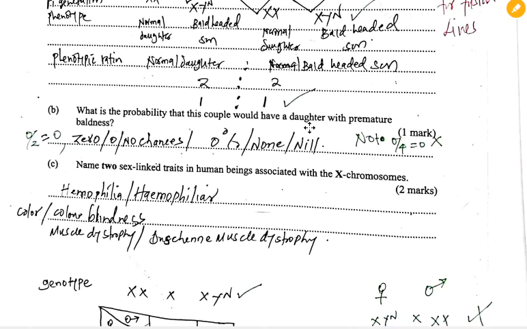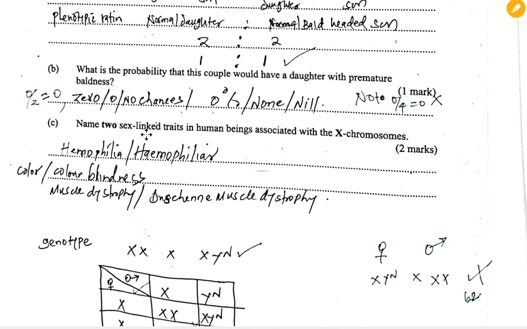Part B. What is the probability that this couple will have a daughter with premature baldness? It is 0, because as we've said, daughters or females have the XX chromosome, and premature baldness is only associated with the Y chromosome, which is only found in males. Therefore, the daughters cannot have premature baldness.